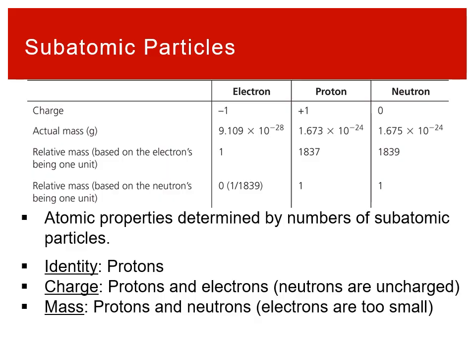All right, so kind of want to sum up that, these subatomic particles, we got 3 of them, and atomic properties are determined by the numbers of these different subatomic particles. Identity is protons, charge is protons and electrons, because neutrons are uncharged, and mass is protons and neutrons, because electrons are small. So we do want to get comfortable with those ideas of what these 3 have. And again, we can see protons show up in all of them. They're kind of like the king particle. That's why they inform name, as opposed to electrons or neutrons, because those can also vary, ions and isotopes.